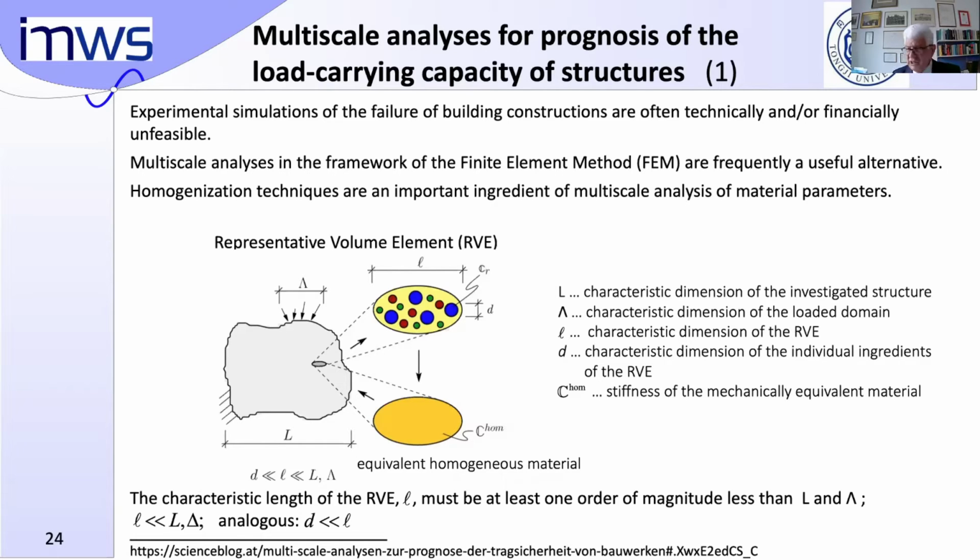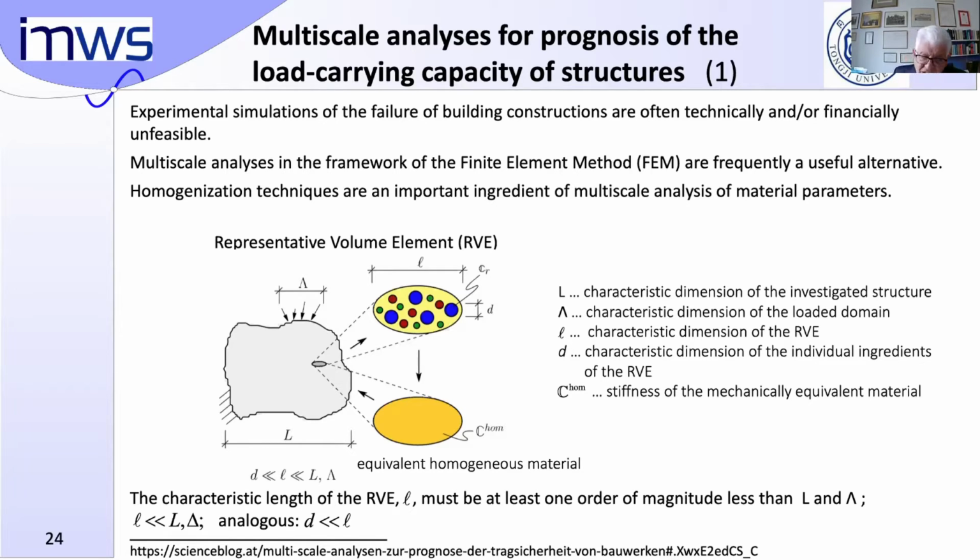Ladies and gentlemen, a few comments on the nature of multiscale analysis for prognosis of the load-carrying capacity of structures. Experimental simulations of the failure of building construction are often technically and/or financially unfeasible. Multiscale analysis in the framework of the finite element method, that is a well-established and very powerful numerical method, is a frequently useful alternative. A prominent role in these analyses is played by so-called homogenization techniques. They are an important ingredient of multiscale analysis of material parameters.